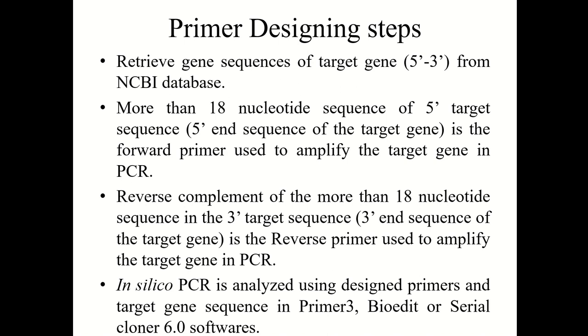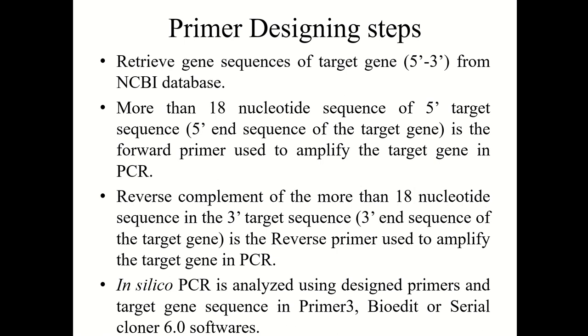So these are all the steps. Retrieve the gene sequence of the target gene that runs from 5' to 3' direction from the NCBI database. You have to paste it in a Word file. Ideal primers should have a size of 18 nucleotides in length. So a sequence of more than 18 nucleotides from the 5' target sequence is the forward primer used to amplify the target gene using PCR.